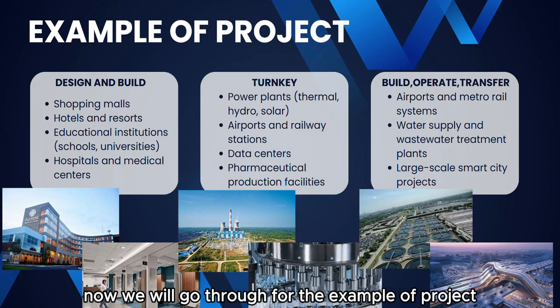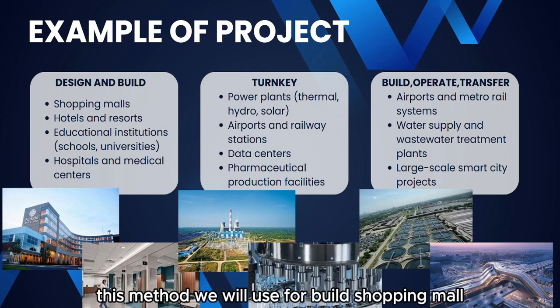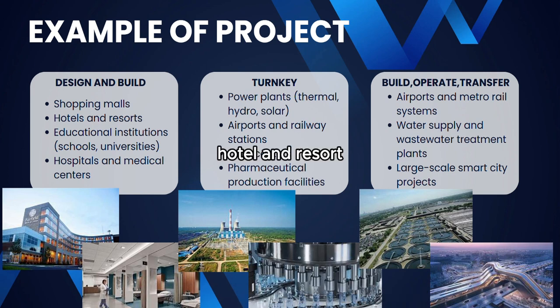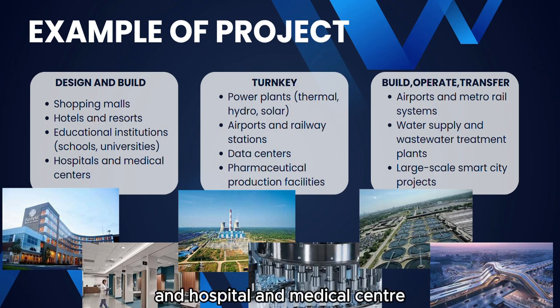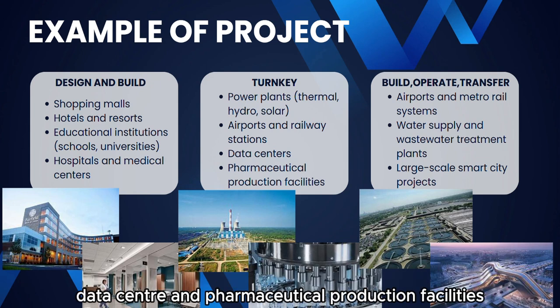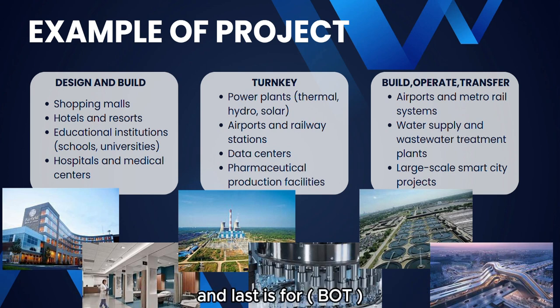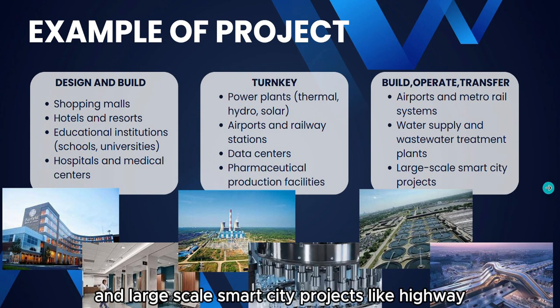Now we will go through for the example of project. For design and build, basically this method we will use for build shopping mall, hotel and resort, educational institution like schools and university, and hospital and medical center. For turnkey, basically we use for build power plants, airports and railway station, data center, and pharmaceutical production facilities. And last is for BOT, we built for airports and metro rail system, water supply and wastewater treatment, and large-scale smart city project like highway.